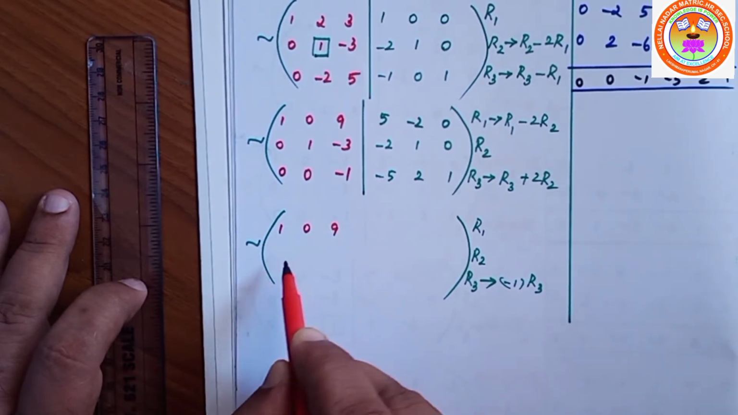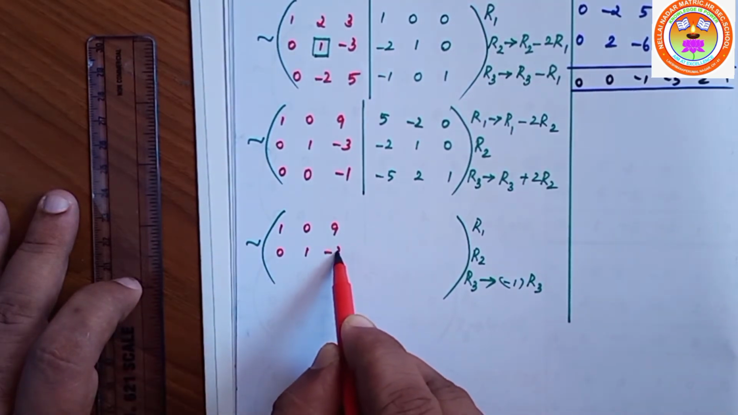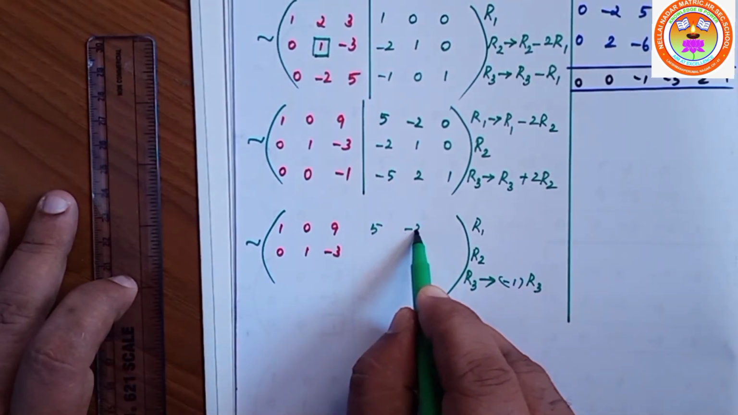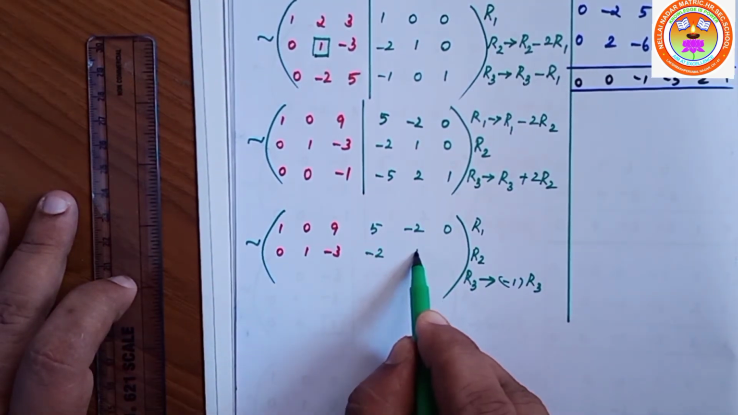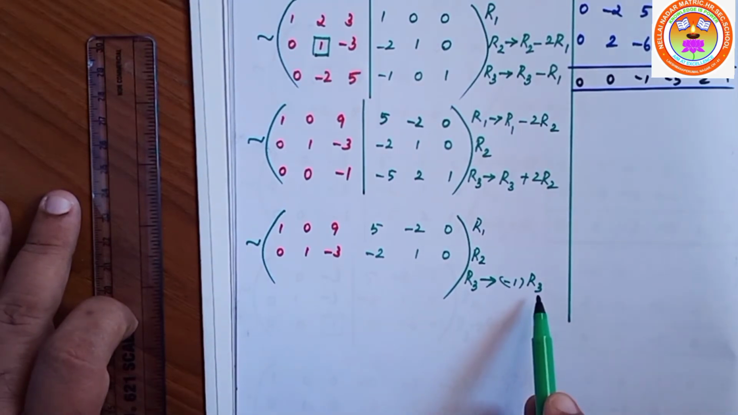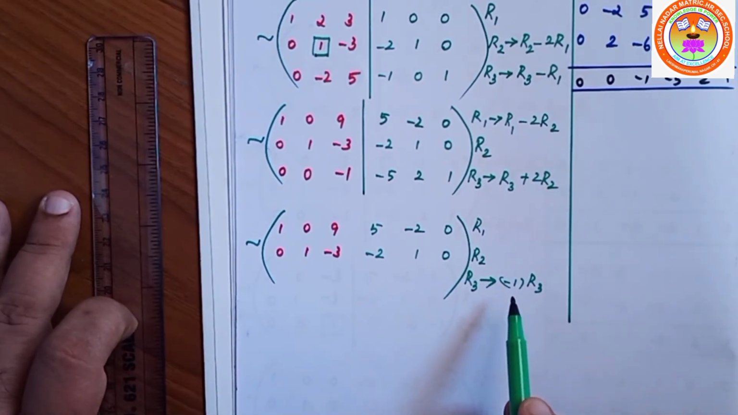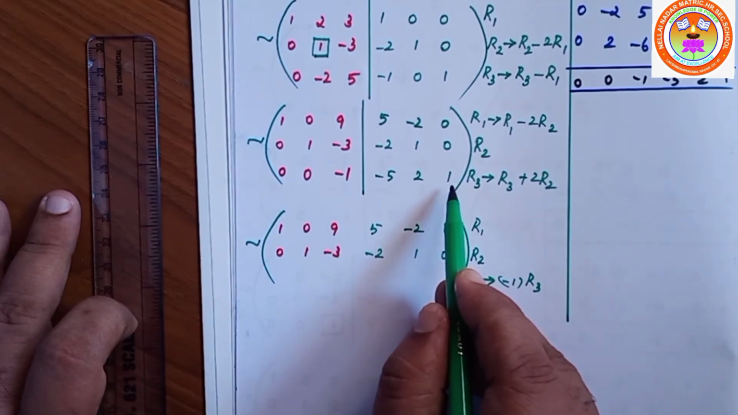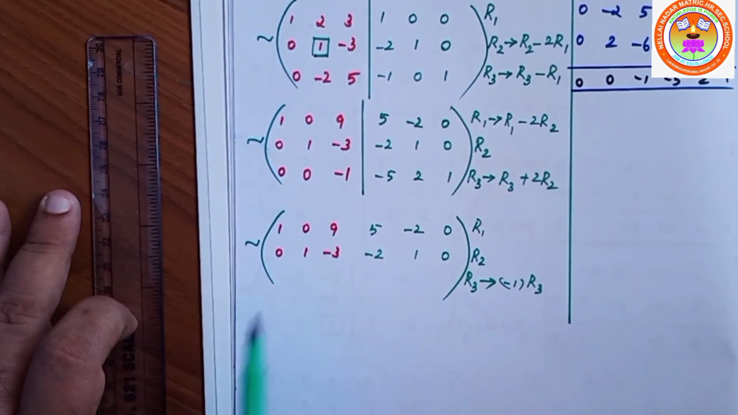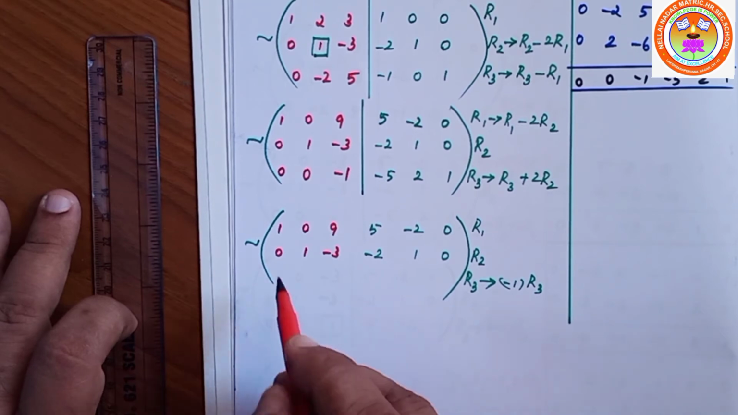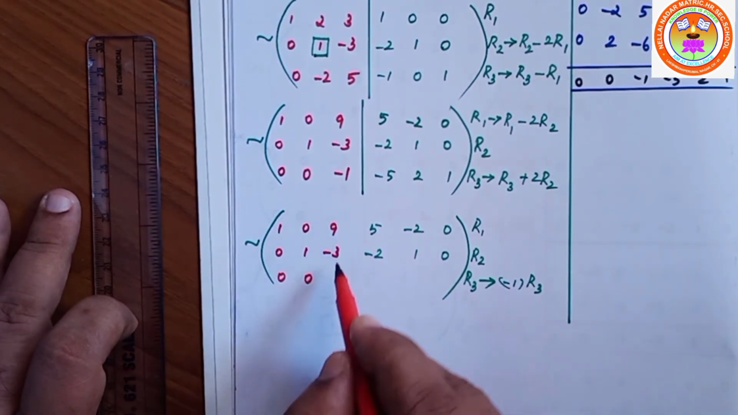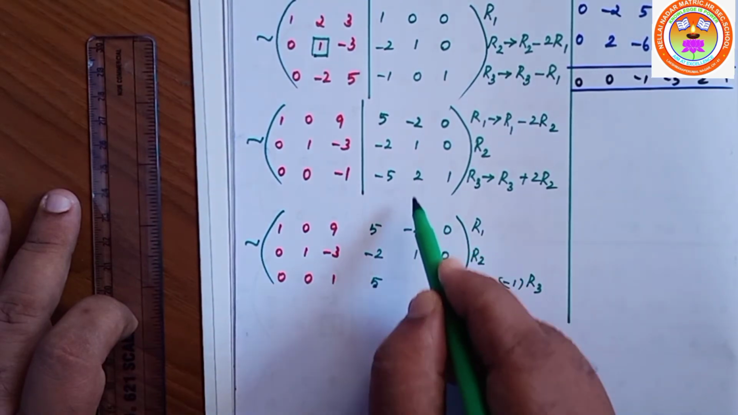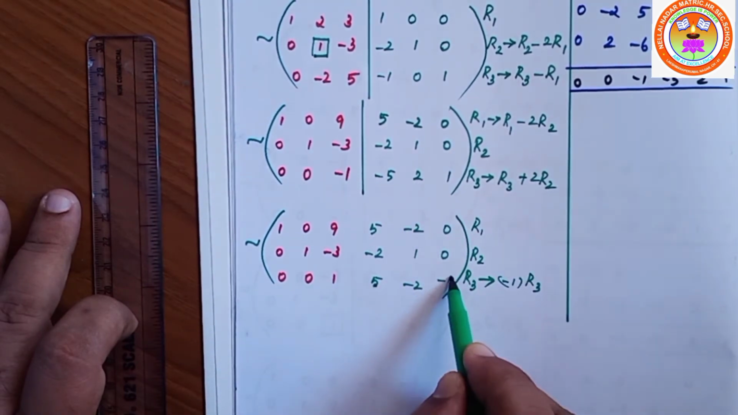So R1 is 1 0 9 and R2 is 0 1 minus 3, with 5 minus 2 0 and minus 2 1 0 on the right. Multiply R3 by minus 1. Just change the sign. If you multiply by minus, automatically the sign will be changed. 0 0, write 0 0 only. Minus 1 becomes plus 1, minus 5 becomes plus 5, plus 2 becomes minus 2, plus 1 becomes minus 1.